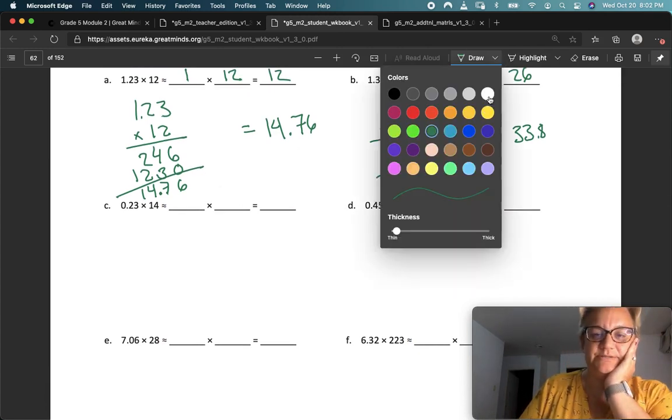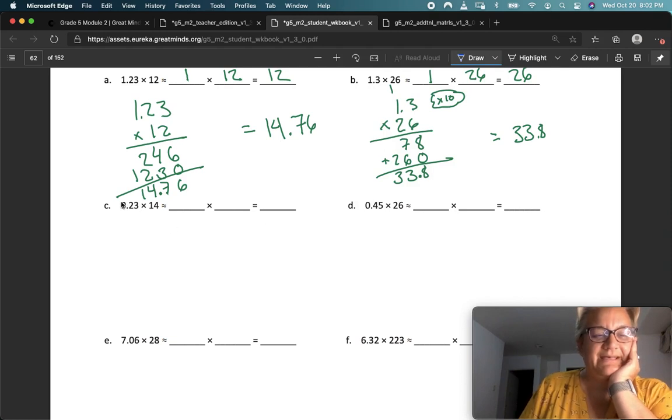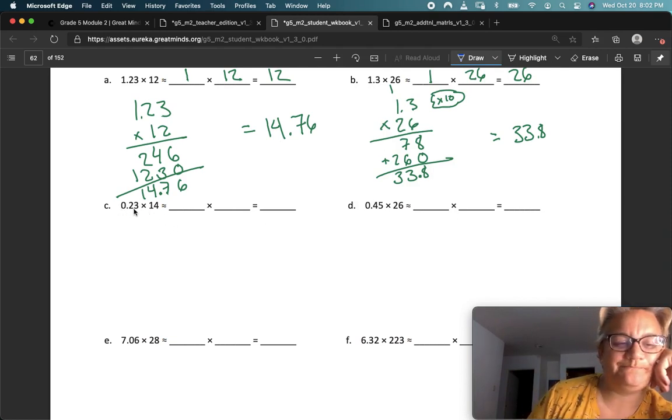All right, let me change colors. Okay, well, what should we do here? If I round that down to 0, 0 times 14 is 0. Well, I guess I could. Or I could just keep it at 2/10 times 14, and that would give me, what would that give me? 28, but it would actually be 2.8, right? Is that right? Let's see what we get.